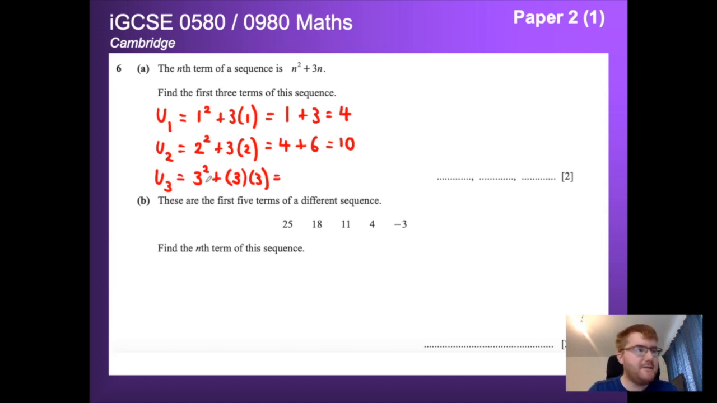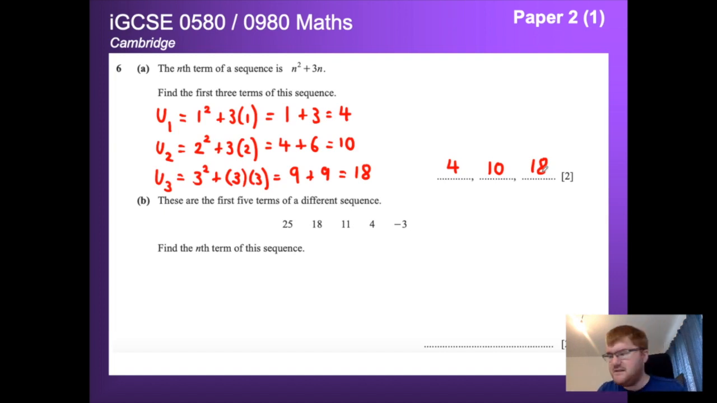So 3 squared, be very careful here. 3 squared is 3 times 3, which is equal to 9. 3 times 3 is equal to 6. No, it's not equal to 6, it's equal to 9 as well. Think about what I literally just said. And then 9 plus 9 is equal to 18. So we put 4, 10, and 18, like so. When you're generating a sequence, just replace the ns with a 1, replace the ns with a 2, replace the ns with a 3, and then you'll generate your sequence.